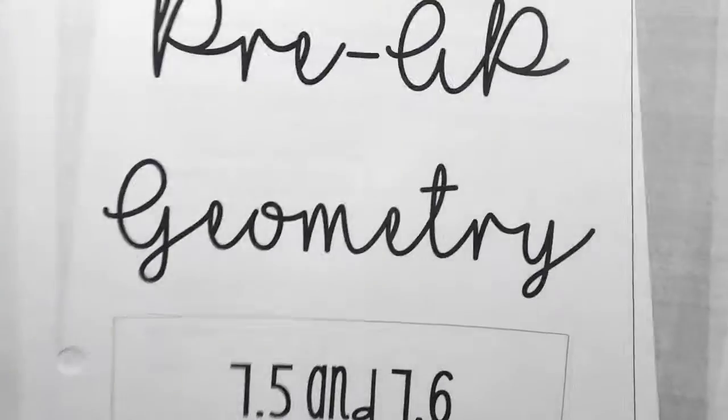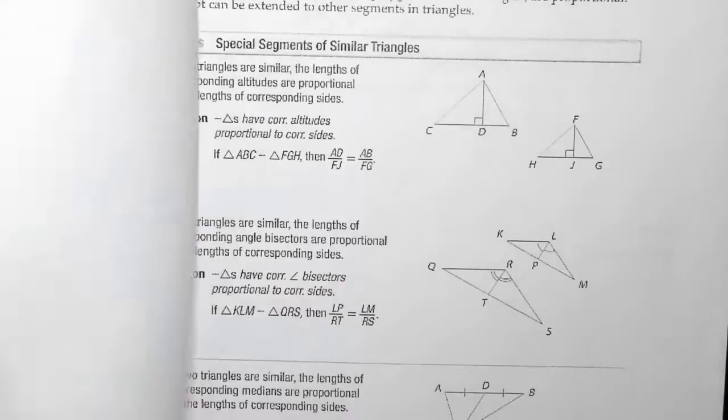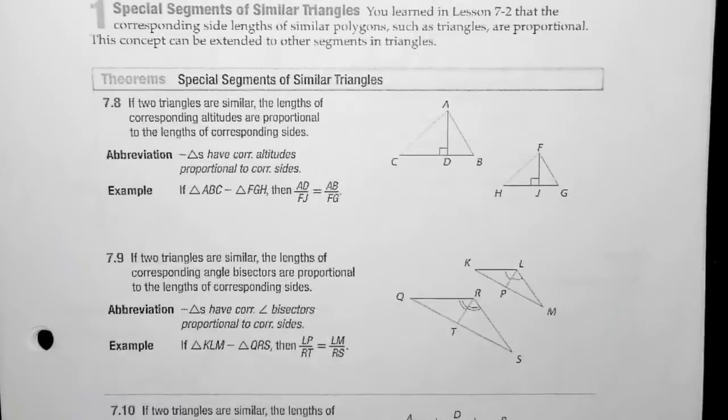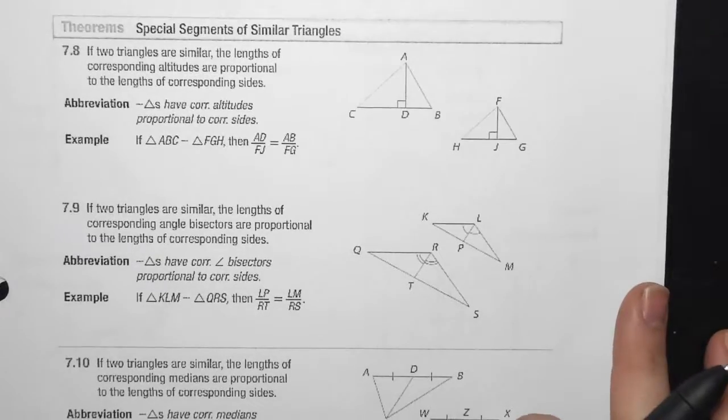Okay. All right, we are adding on 7-5 today. It's actually just like an add-on of 7-4. So, here we go. Page 1. Okay, so we're adding on special segments of triangles. So there's 3 special segments we need to talk about.